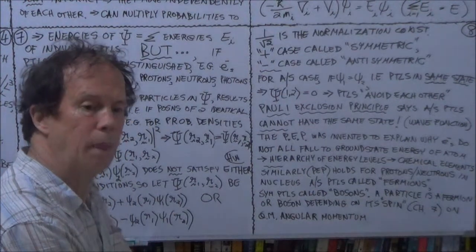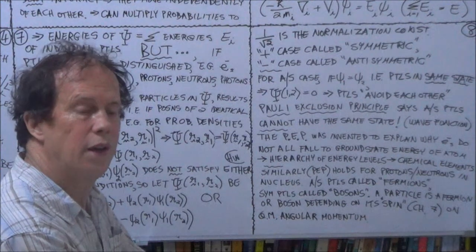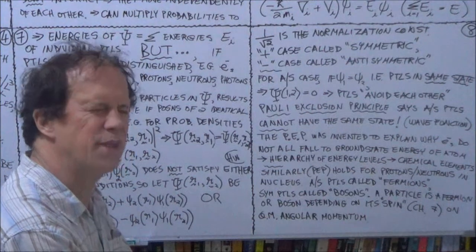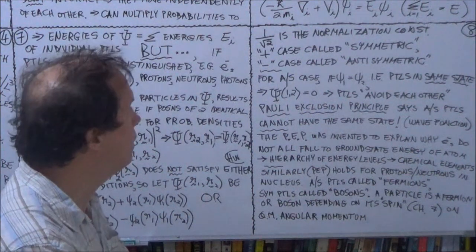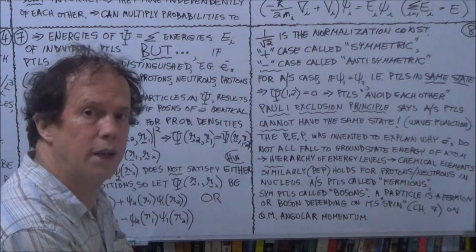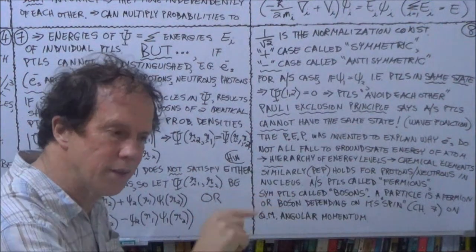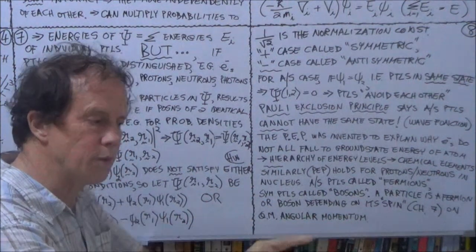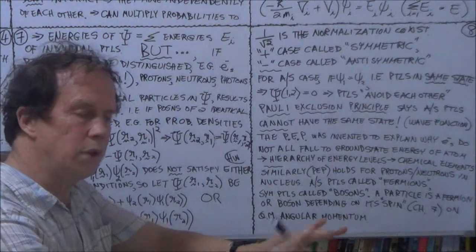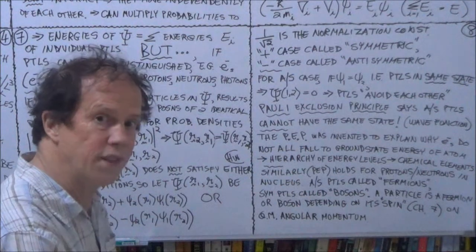Because if you do have two identical particles with the same state, then the two-particle wave function becomes 0 because it's the antisymmetric case. That's the case where you have the two product terms with a minus, and if the two product terms are equal, well, they cancel each other. So the two-particle wave function is 0.